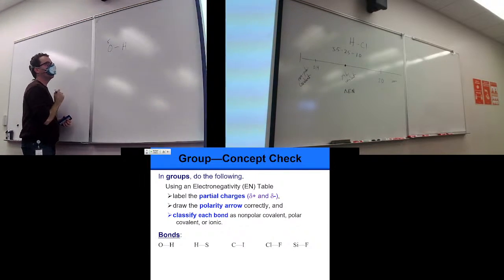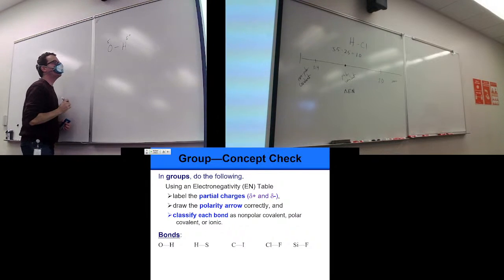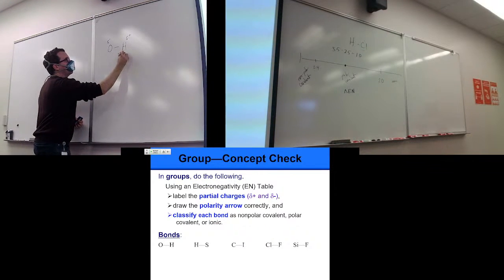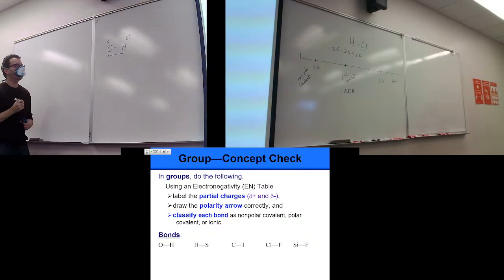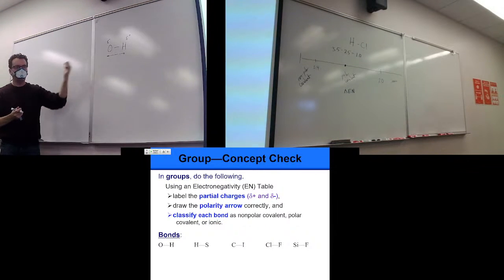So I'd write a little lowercase delta with a minus sign. The hydrogen is going to take the partial positive charge. And if I were going to show a dipole moment, I would draw an arrow pointing in this direction with a tail starting at the hydrogen side. All right, so this arrow should be parallel to the direction of the bond.